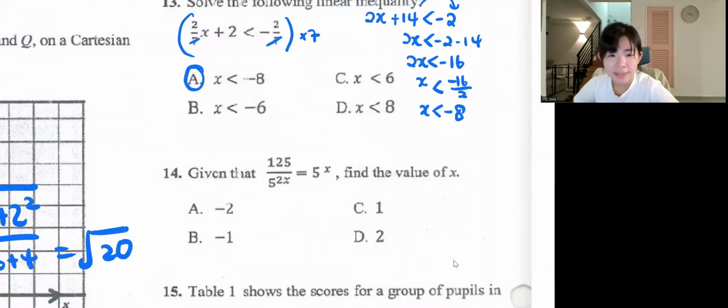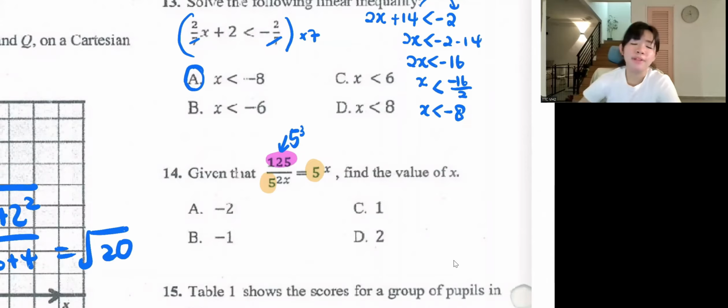Now 14, index. The main thing for index is the base, asas, must be the same. They give us base 5 here, so this one also base 5. And this one, 125. Can 125 change to base 5 or not? Can. If can change, change it. So 125 is 5 to the power of 3. Okay, so what is the answer at the end? Come on. You have 30 seconds. Change base first. This one remains.